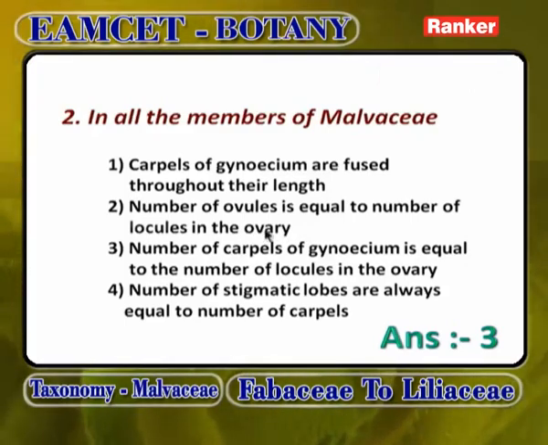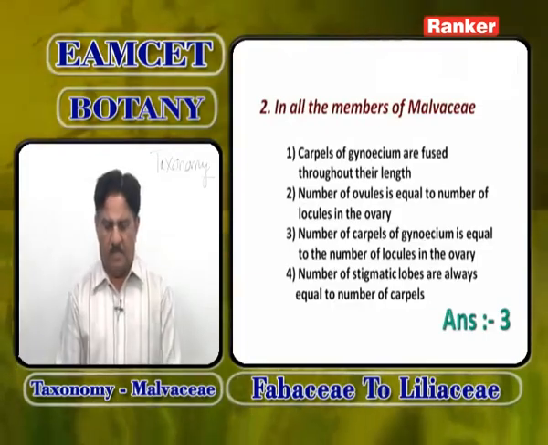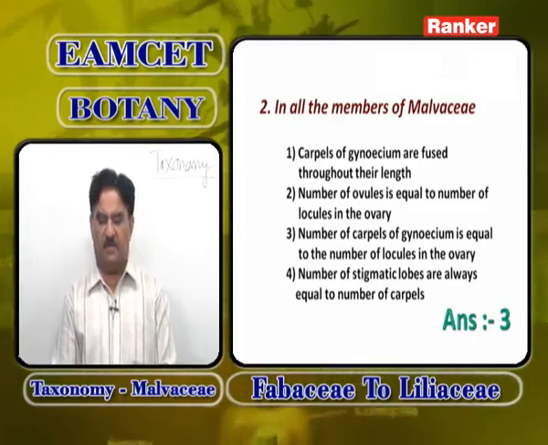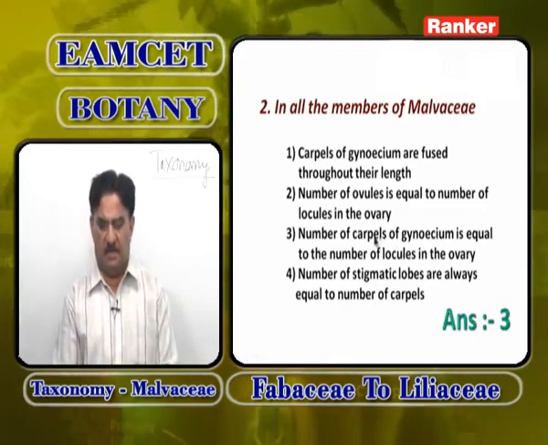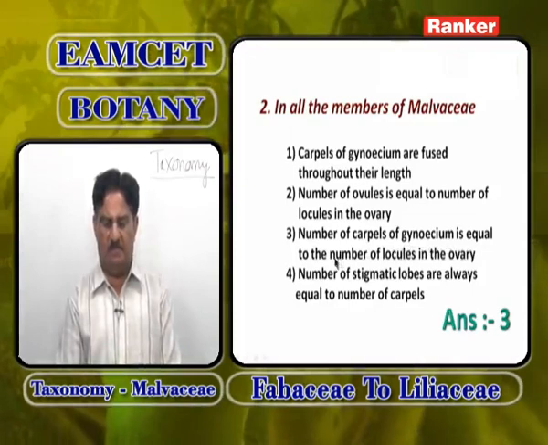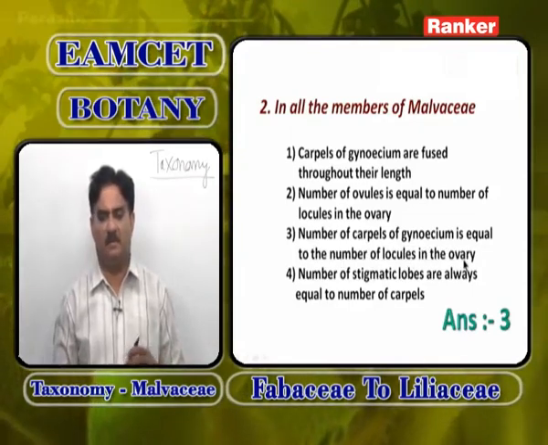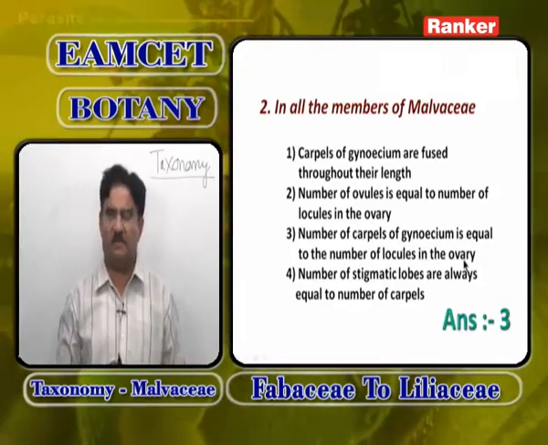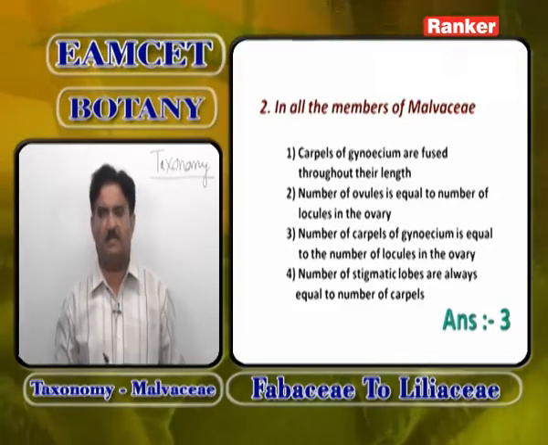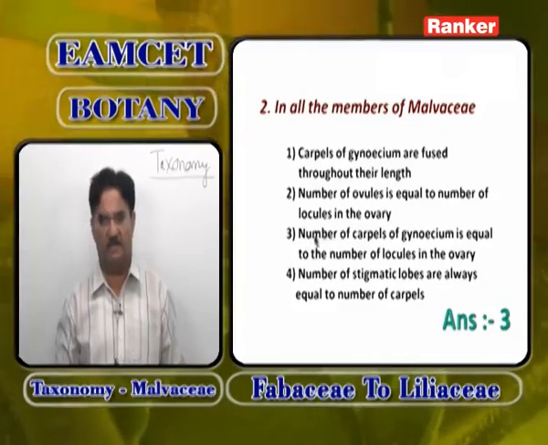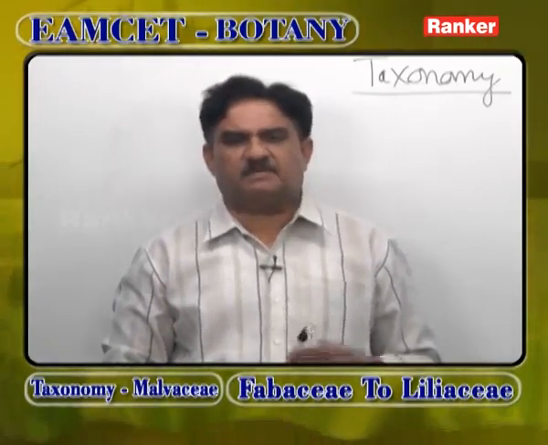Why? Because in Malvaceae, the gynoecium contains carpels. Carpels means ovary, style and stigma. Ovaries and styles are fused but stigmas are free. The number of ovules being equal to the number of locules is also wrong. The number of carpels in the gynoecium being equal to the number of locules in the ovary is correct, because in Hibiscus and Gossypium and many plants, the pentacarpellary pentalocular condition is present. That means the number of carpels is exactly equal to the number of locules.